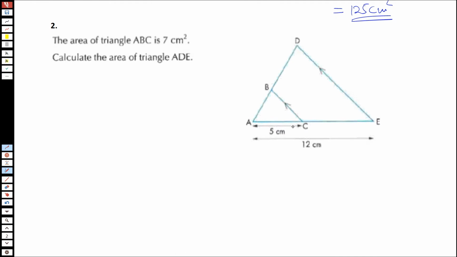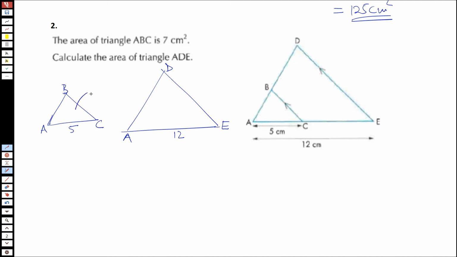So in number two, we have this triangle. So I'm just going to separate them so that you can visualize what's going on. So I'll have the smaller triangle and the bigger one, or the larger one. So basically, here we have A, B, C. And here we have A, D, E. Now the length here is 5, and here it's 12. And these are similar triangles, yeah. Now the area of ABC is 7. So area is 7. And basically, they want us to find the area of the larger triangle.